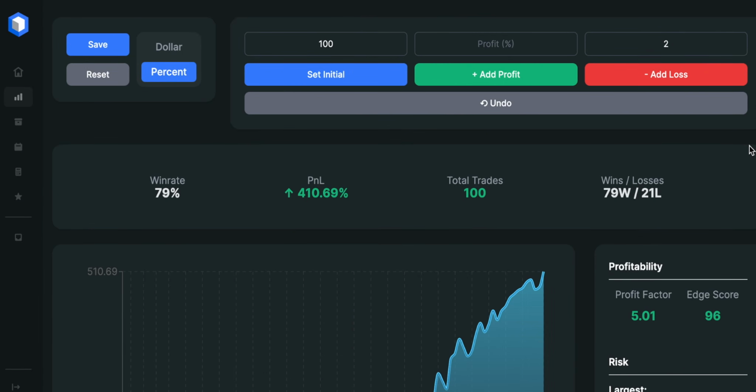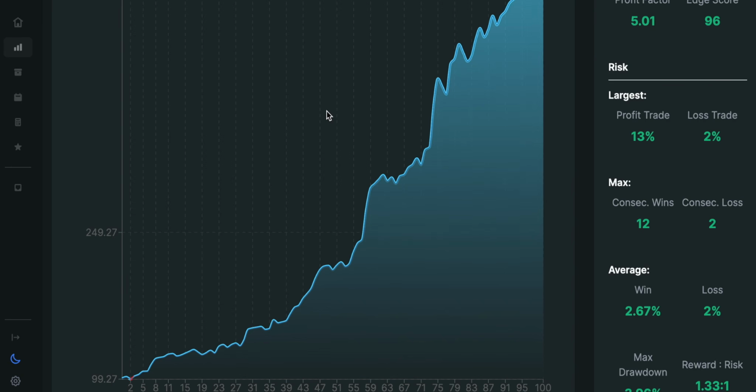Okay, so the test is finished and here are the results. I took 100 trades within a 6 month period and 79 of them were successful. We started our account size with $100. The profit and loss is 410.69%. The equity curve is very stable, no serious drawdowns at all.